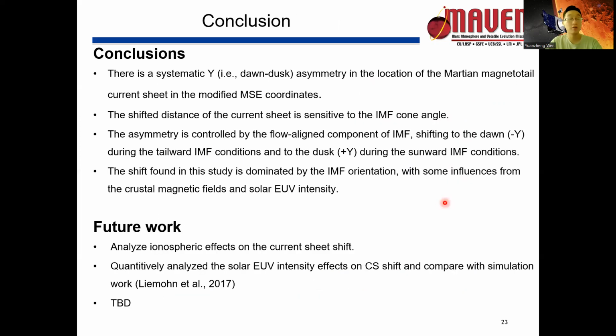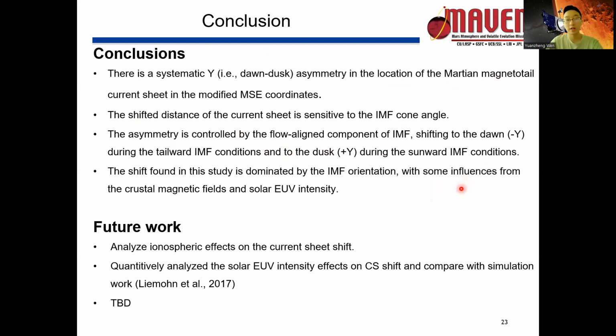Then we move on to the conclusion. It seems like there's a systematic asymmetry in the location of the Martian magnetotail current sheet in modified MSE coordinates. The shift distance of the current sheet is very sensitive to the IMF cone angle. And the asymmetry is mostly controlled by the IMF flow-aligned component. And also, we see some other influences.